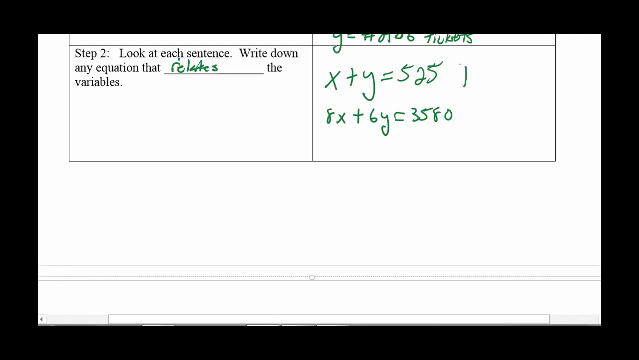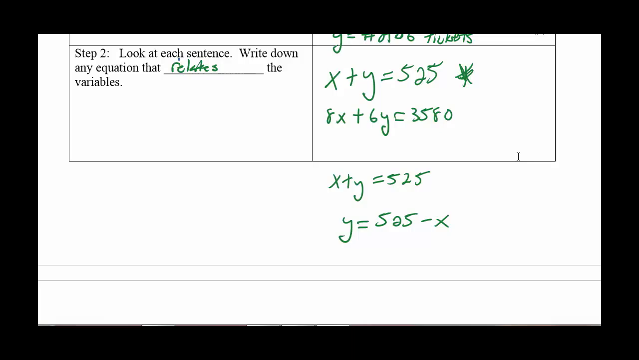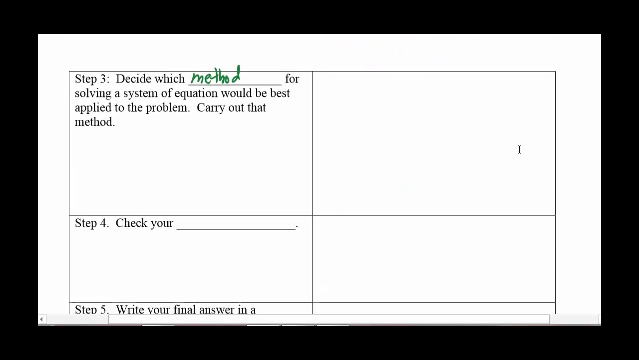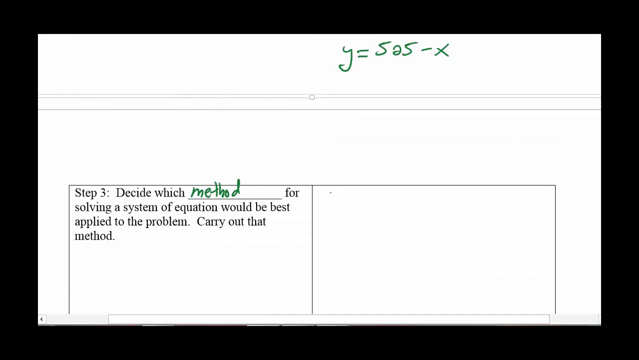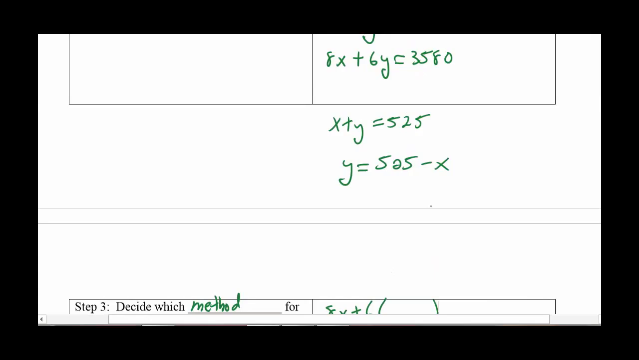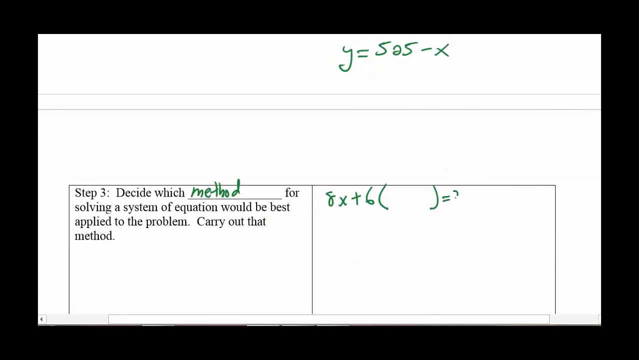So speaking of which, I'm going to star this. If x plus y equals 525, then what does y equal? That would be 525 minus x. Okay, so then in going back to step 3, deciding the method, since I'm doing substitution, I'm just going to copy this equation down. So 8x plus 6 times y, because I found a new way to write y in terms of x, equals 3,580.